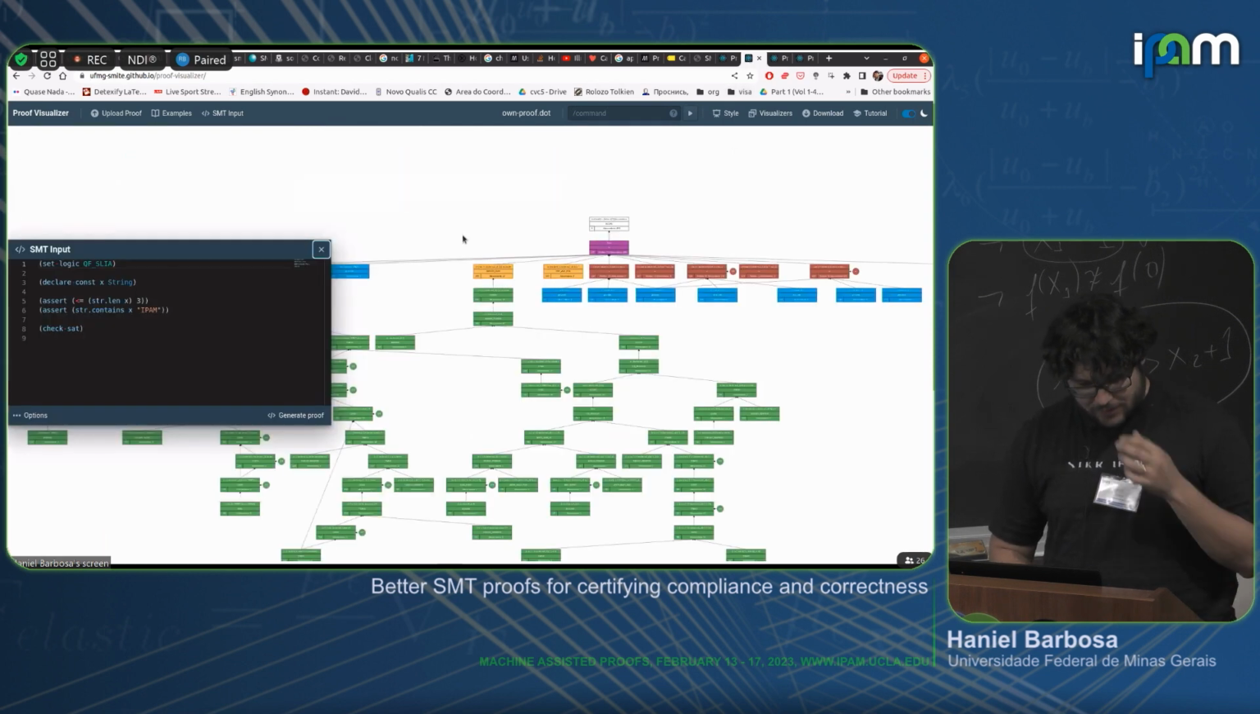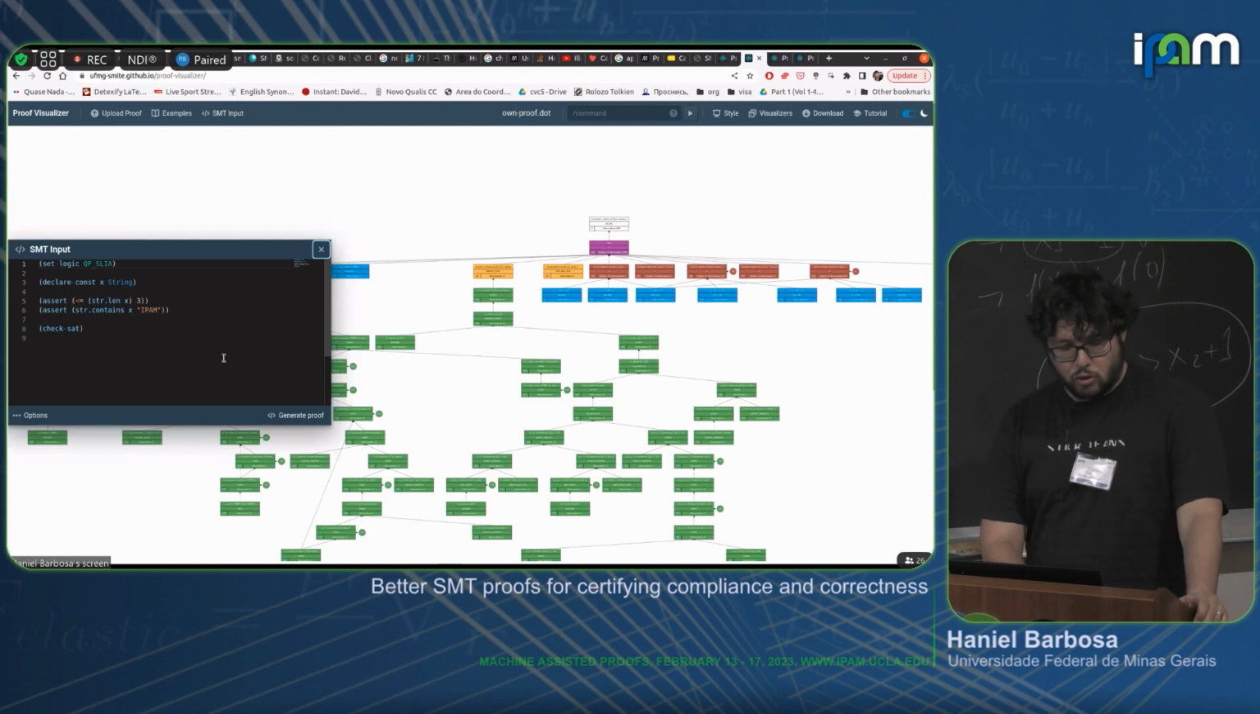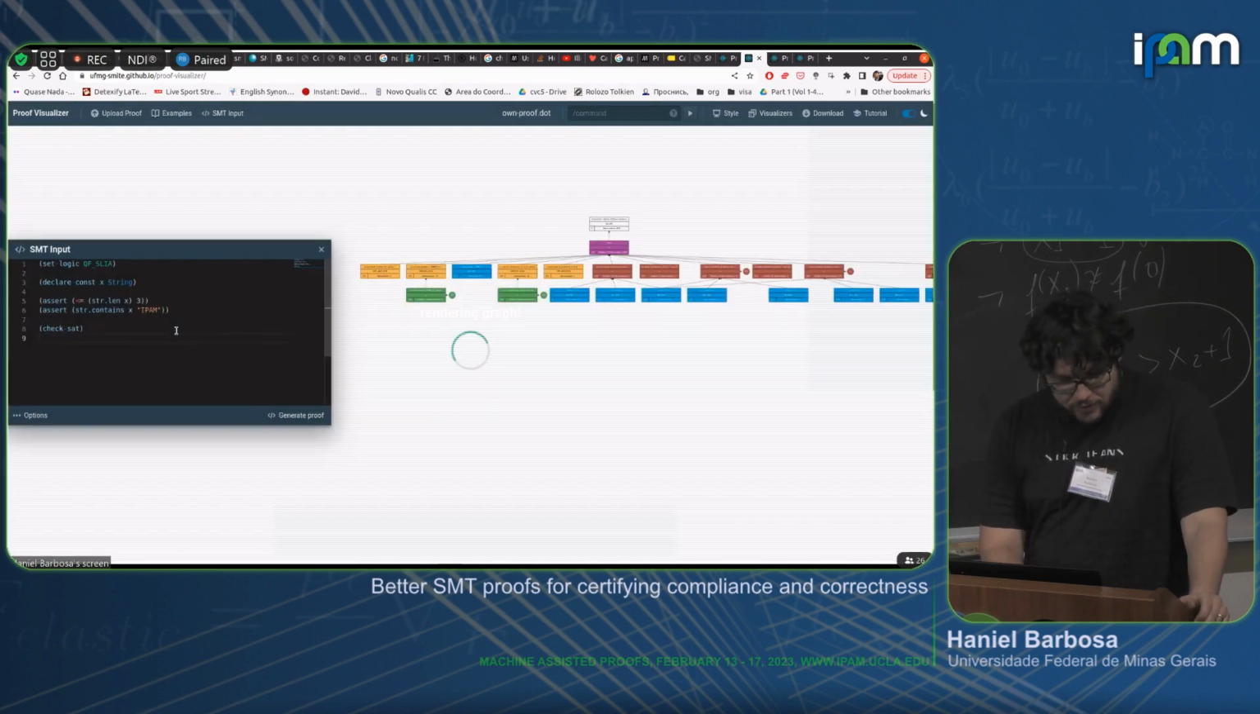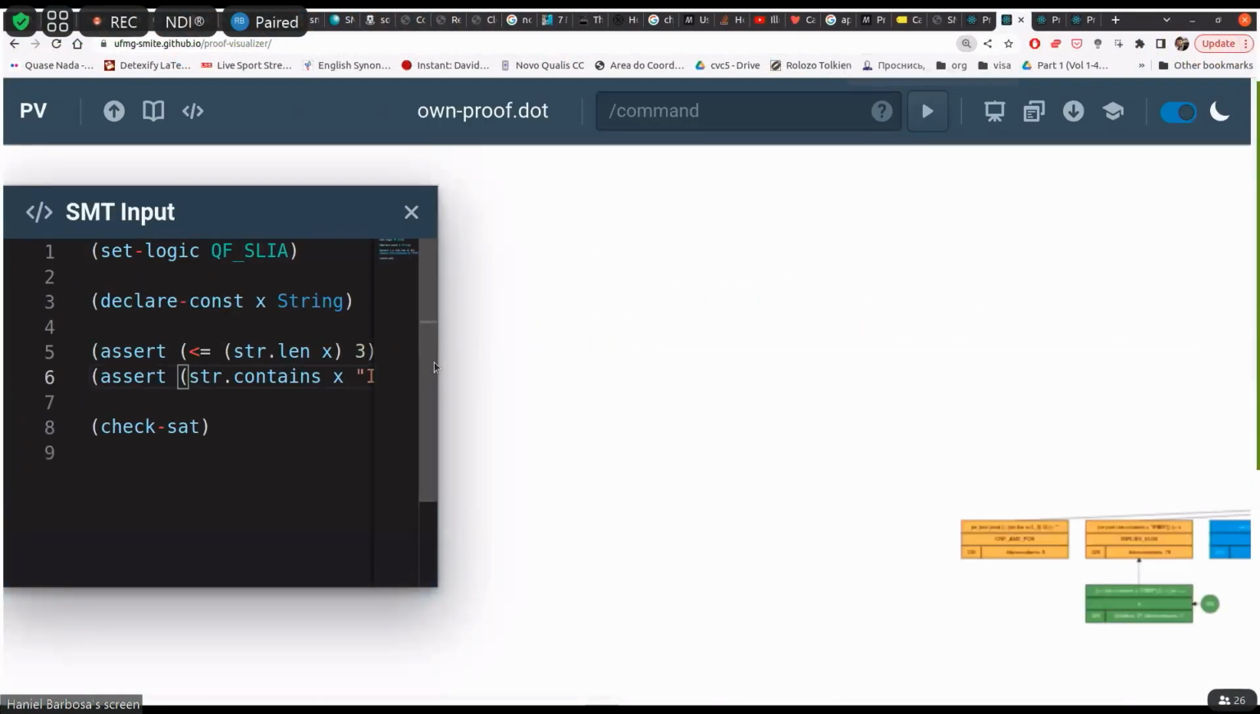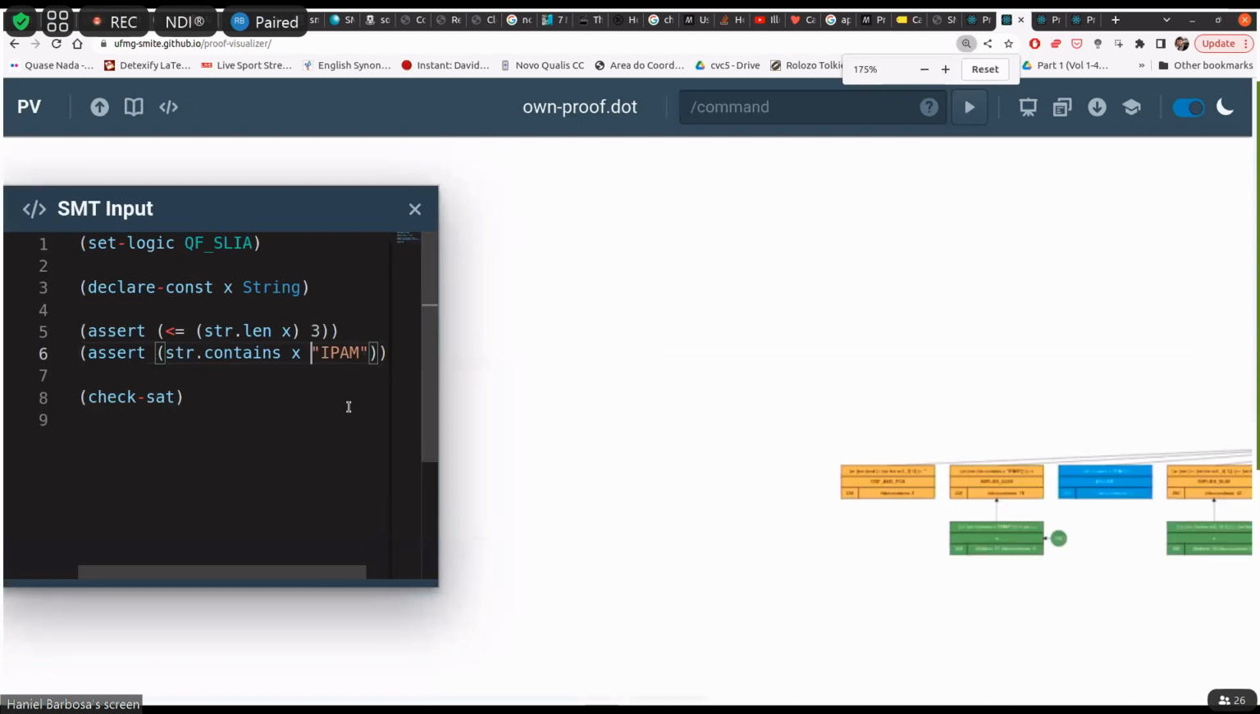So I like the sentence that John Harrison said yesterday. To shock you rather than to have you understand anything, this is the proof that CVC5 generates for this strings problem here. So you see, I have a string variable. It can take any string as a value. I'm saying that its length has to be smaller or equal than 3. But I also am saying that it must contain the IPAM acronym. And this is not possible, right?